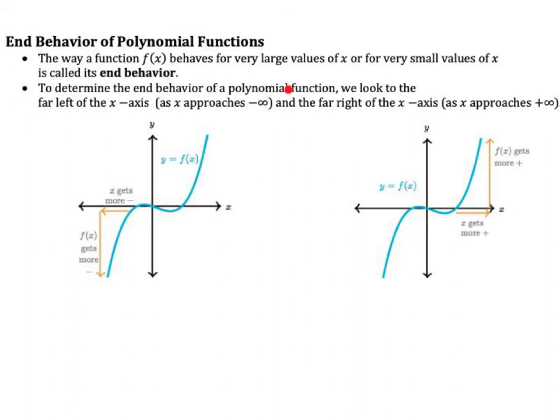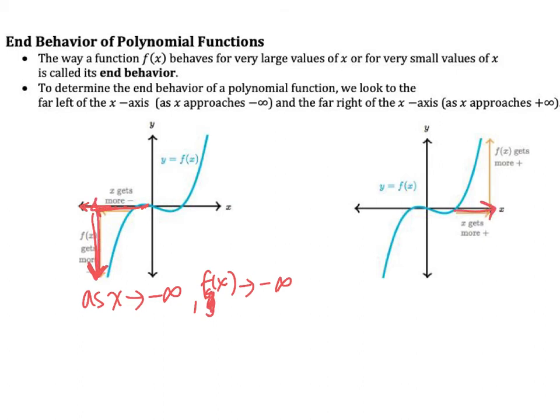To determine the end behavior of a polynomial function, we look as far to the left of the x-axis, so that's as x approaches negative infinity, or we look as far to the right of the x-axis, or as x approaches positive infinity. So here, this is saying as x approaches negative infinity, these values are getting more and more negative, then what is y doing? Well, y, or we could put f of x, is approaching negative infinity as well. So as x gets more negative, y is also getting more negative.